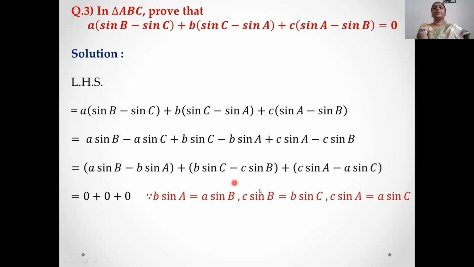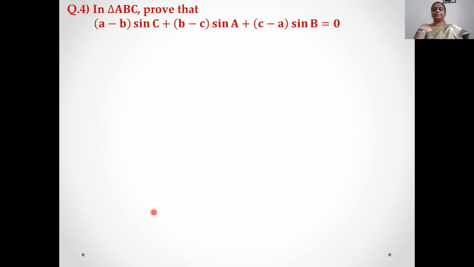Now again see, this b sin C and c sin B are equal. Therefore, this term will be 0. And c sin A and a sin C, these two terms are equal. Therefore, their difference will be 0. Therefore, in the next step, you keep the value of these brackets 0 plus 0 plus 0. Means this is equal to 0. In this way, if you know the sine rule, then it is very easy to prove or solve any problem. Okay, we will take the next problem.